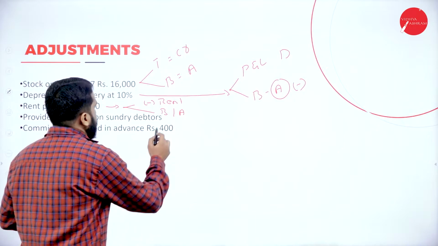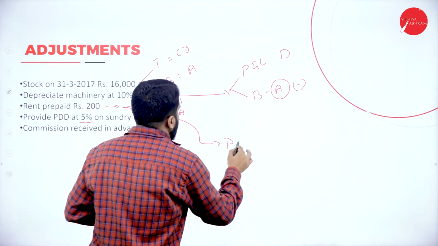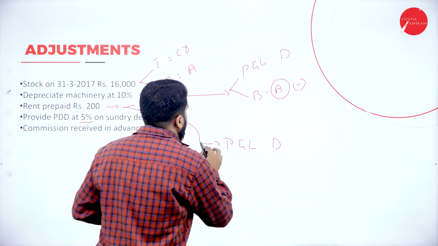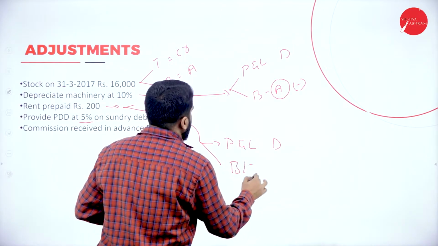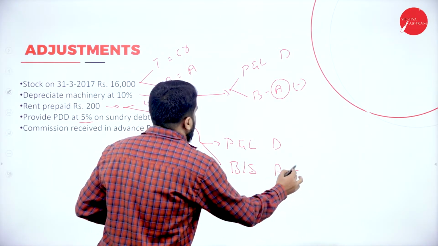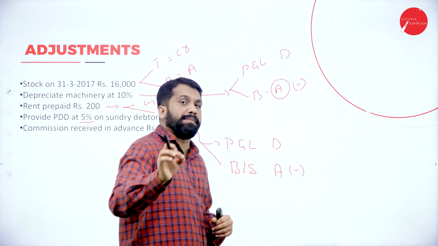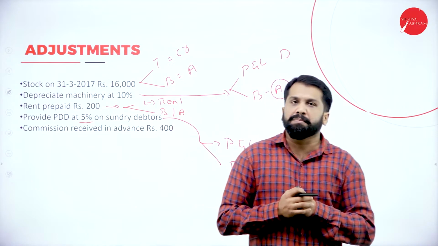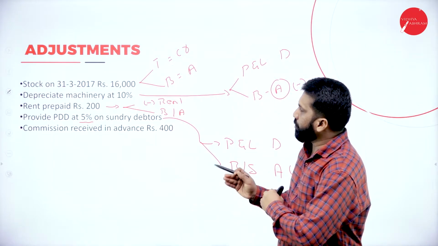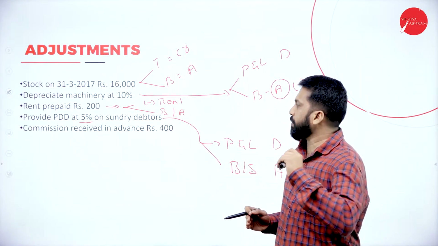In this, one will be your P&L debit side, another one will be your balance sheet asset. In the asset, you have to minus. From which do you have to minus? From debtors, you are supposed to minus. Now, hope you understood. Now, we'll go for the last adjustment.